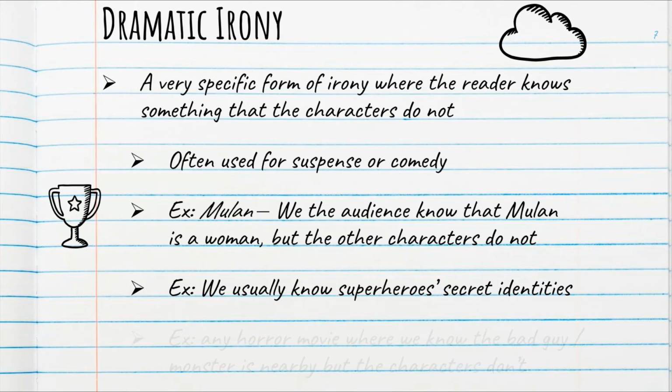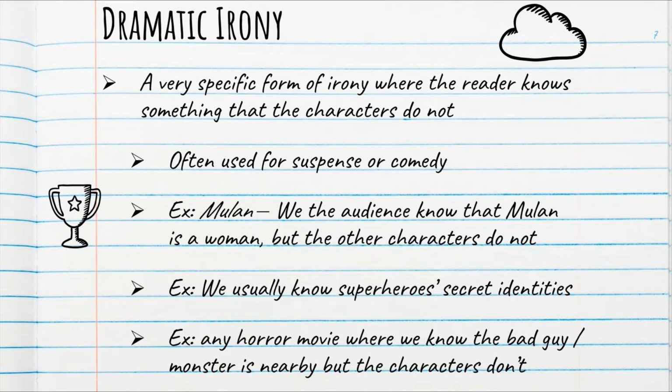A good example for suspense would be if there's a horror movie or any horror story in general where we know that the bad guy or the monster is nearby, but the characters don't. All right, that is very common. In fact, a lot of the elements of a good horror, the scares, the suspense, the thrills, those all come from dramatic irony because we know that there is a danger that the characters do not know.